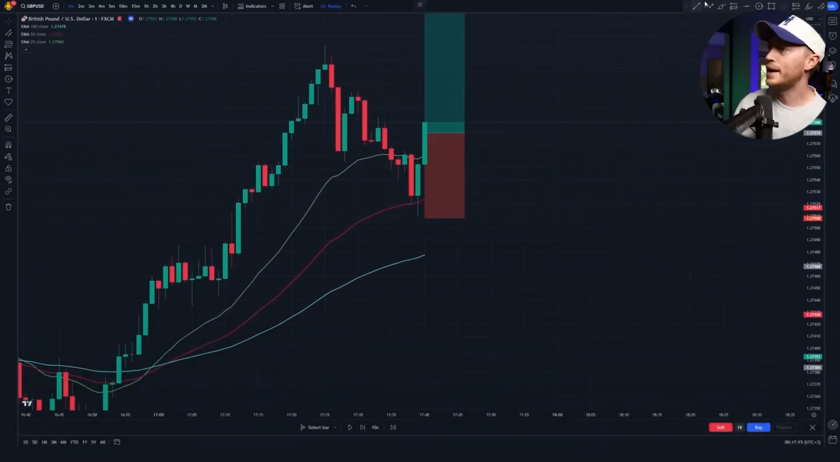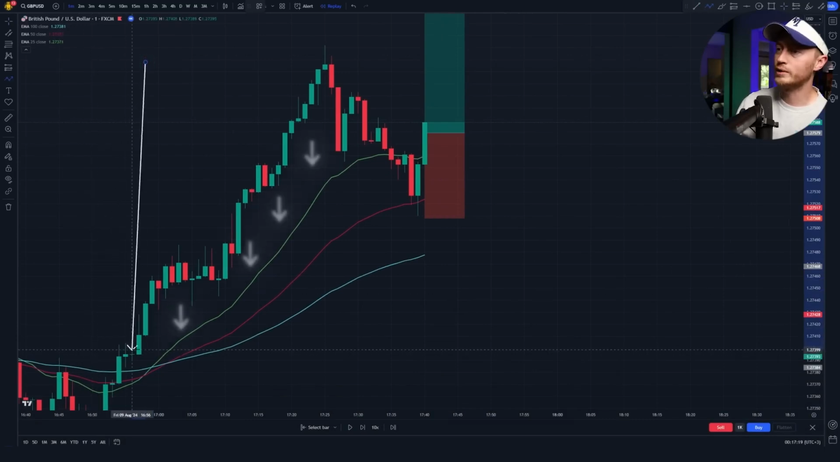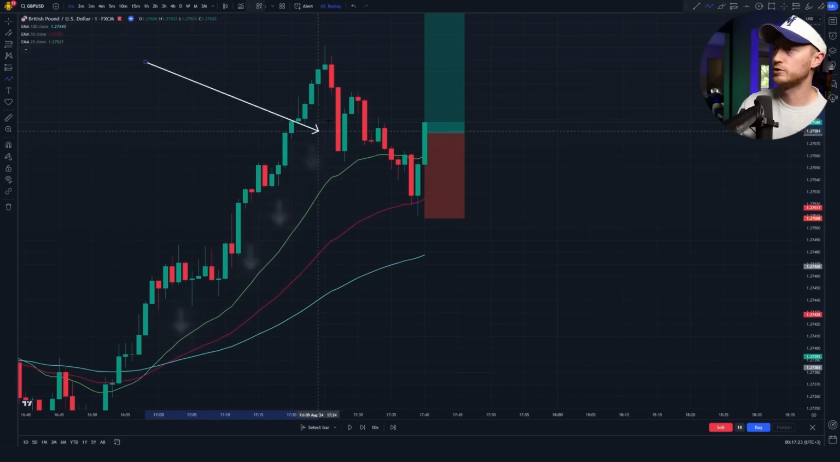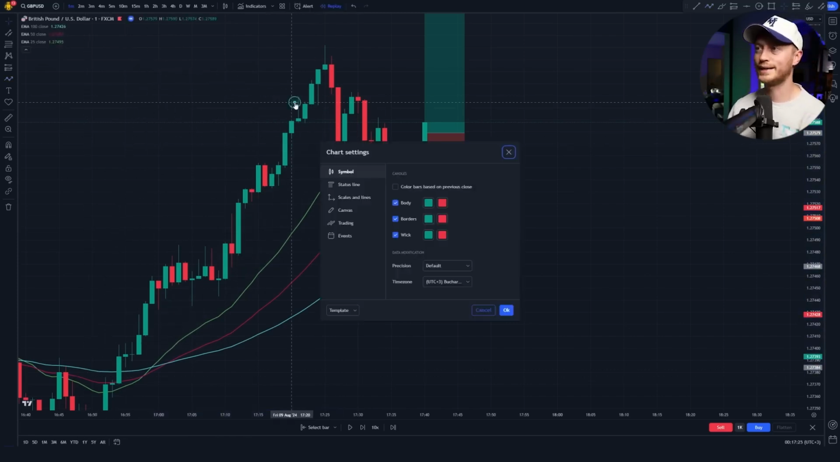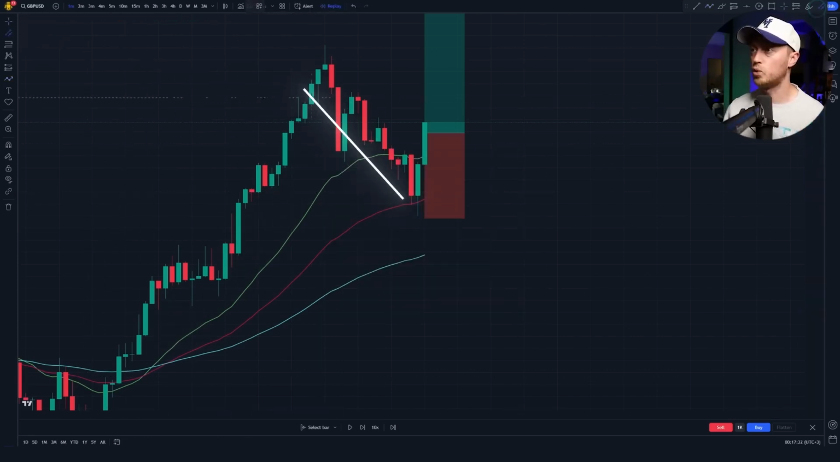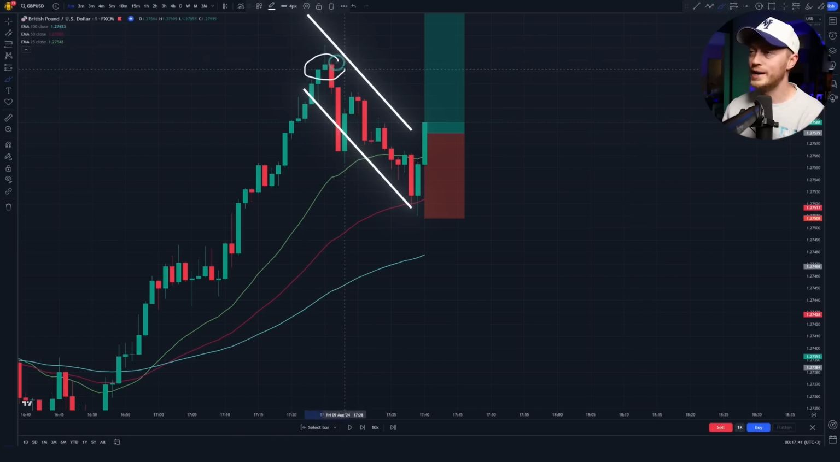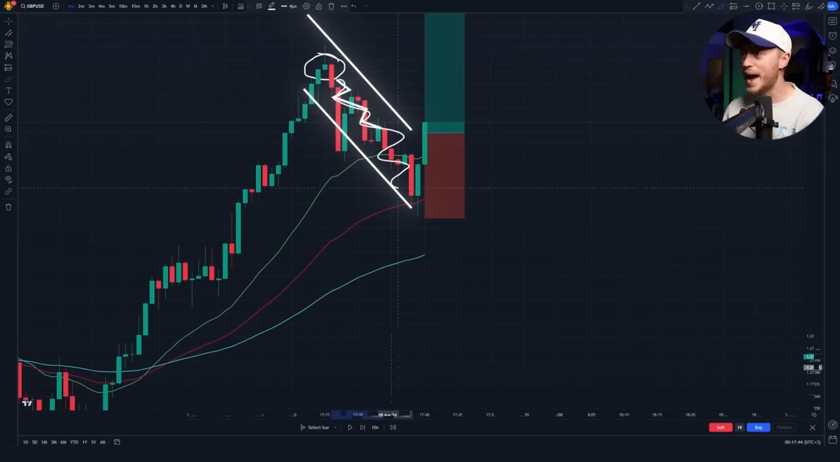But before the pullback, I want to make sure that we have all our candles above the green EMA. We want to see a bunch of candles right here before we get our pullback. That's the second step. And the third step, of course, is this pullback. The good thing about this is we're getting the price at a discount. You don't want to buy right here. You want to see the price come back to a level.